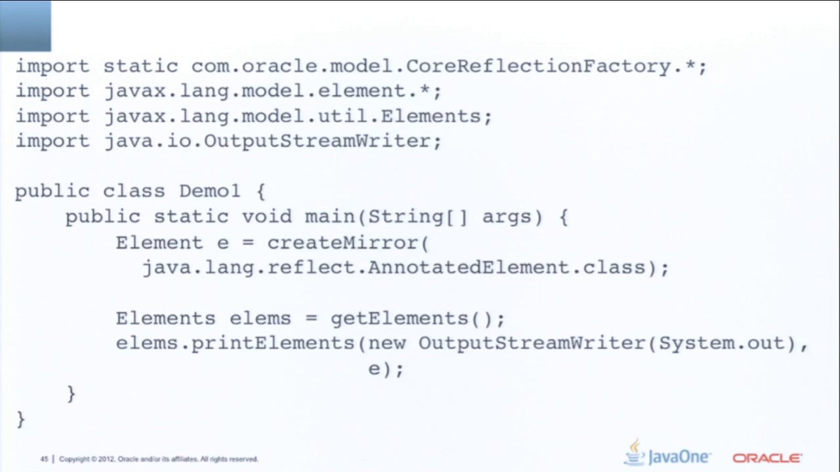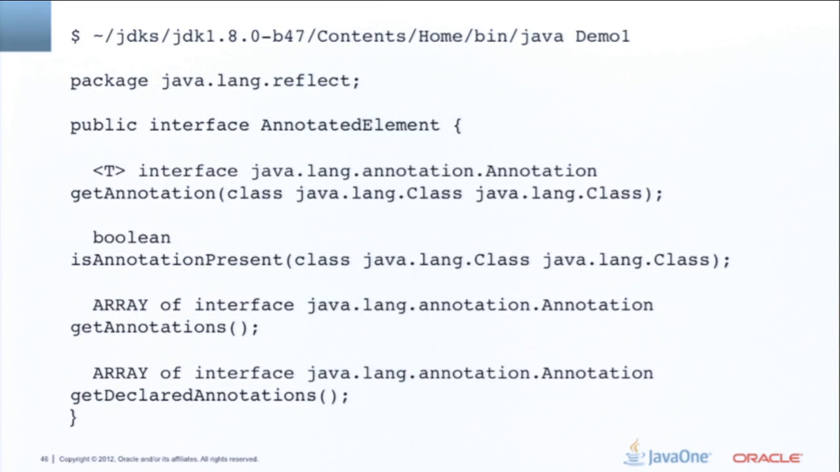And then I get this Elements utility, and using this Elements utility, I just print the entire AnnotatedElement. Perhaps I should have chosen an example that doesn't have "element" in the class name. And this is the output. And this is running purely at runtime.